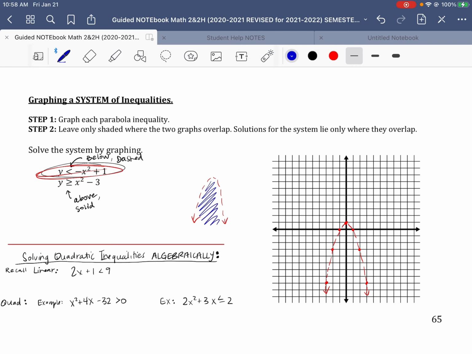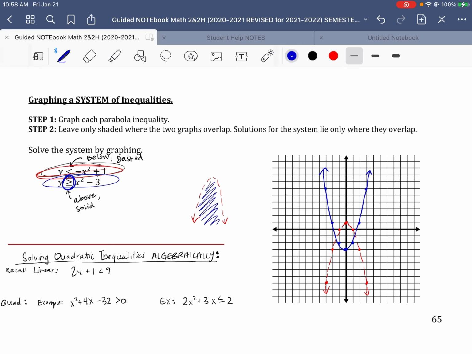If I look at my next one, I'm going to do this one in blue so you can see the difference. This is just a parabola that's been shifted down 3 units. So it's opening up. And I'm just going to plot this. Again, you could just put this into your calculator and then graph it like we did the last ones. And this one is a greater than or equal to symbol. So I am going to create a solid line as I graph this one.